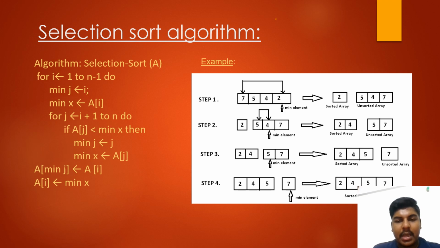In the next step, 2 and 4 are sorted. The next minimum element is 5. So 5 and 7 are compared. So 5 is less than 7 and it is placed in order. So 5 is combined with the sorted array, 2, 4 and 5. In step 4, no other element is present, so 7 is the minimum element and it's combined with the sorted array. So the total sorted array is 2, 4, 5, 7.